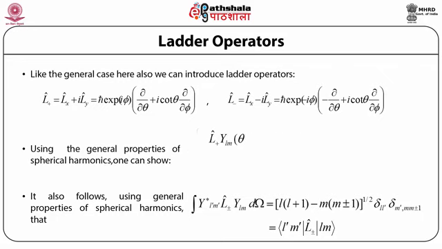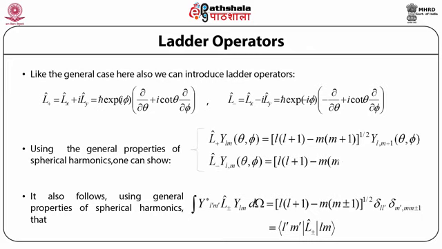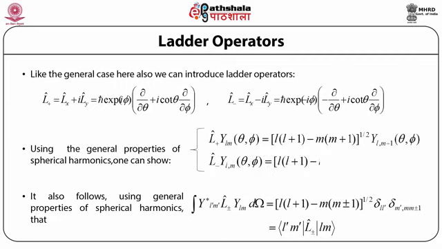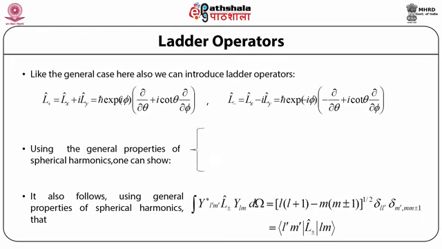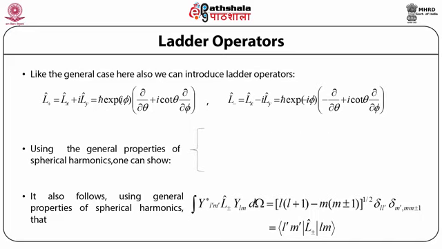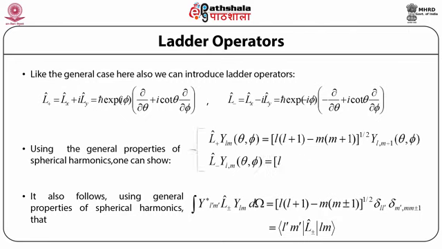Similarly, integral Y L prime M prime star operator L minus acting on Y L M d omega is equal to bracket open L into L plus 1 minus M into M minus 1 bracket close to the power half delta L L prime delta M prime M minus 1, where delta L L prime returns 1 if L is equal to L prime and 0 if L is not equal to L prime, and delta M prime M minus 1 returns 1 if M prime is equal to M minus 1 and returns 0 if M prime is not equal to M minus 1.